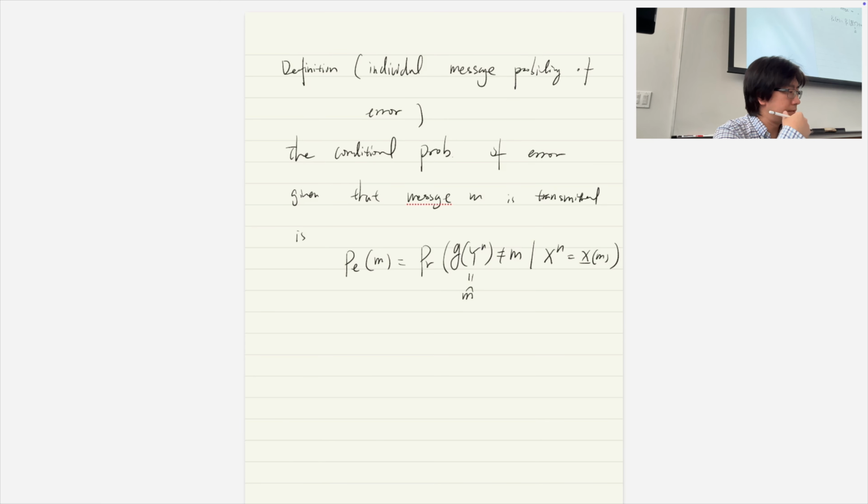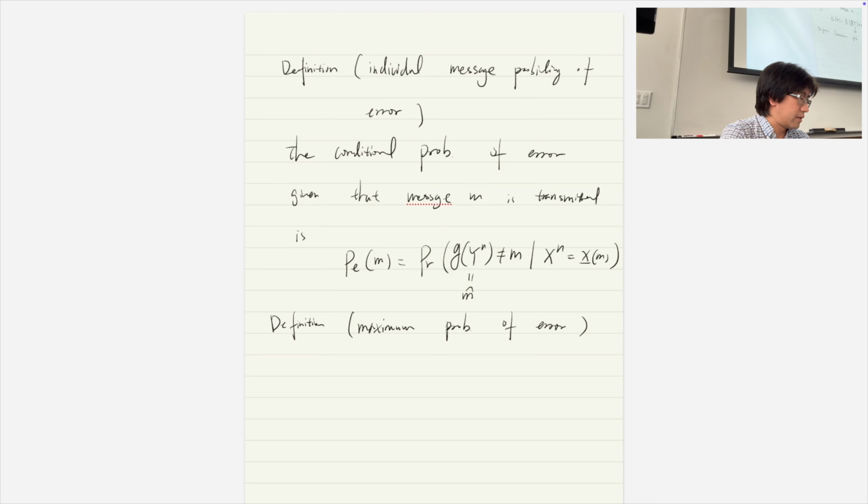You can see that it's a function of m, so we have such a kind of metric for each m. We don't want that. What we want is to combine all the m together. One way to do that is to compute the maximum error probability, and the other way is to compute the average of all of them. So two ways to do that. The first way is the maximum probability of error.